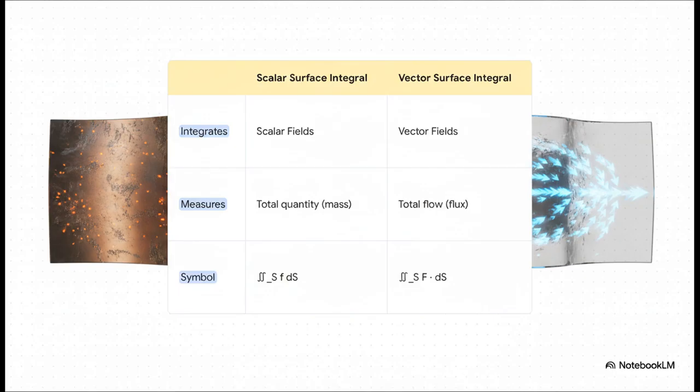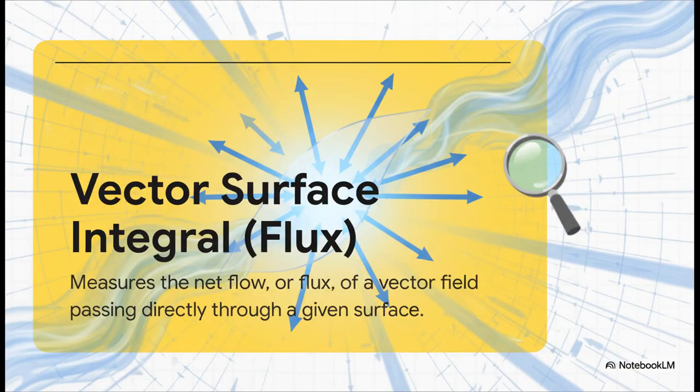But the vector surface integral, well, that measures something completely different and totally amazing. It measures the total flow of a vector field through the surface, and this idea has a special name, flux. The key idea with flux, the thing you have to get, is that it's all about flow through. We're not measuring the vector field on the surface. We're measuring how much of that field, be it wind or water or an electric field, is actually penetrating or passing through our surface. It's a huge concept in physics.